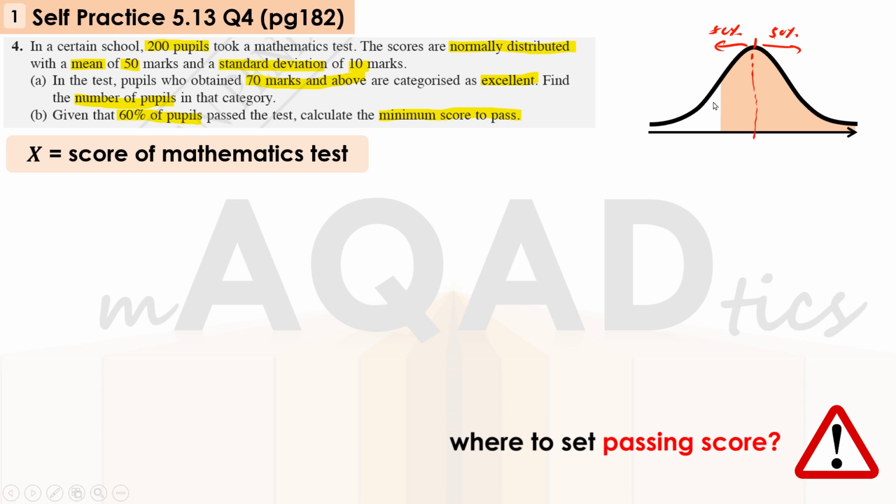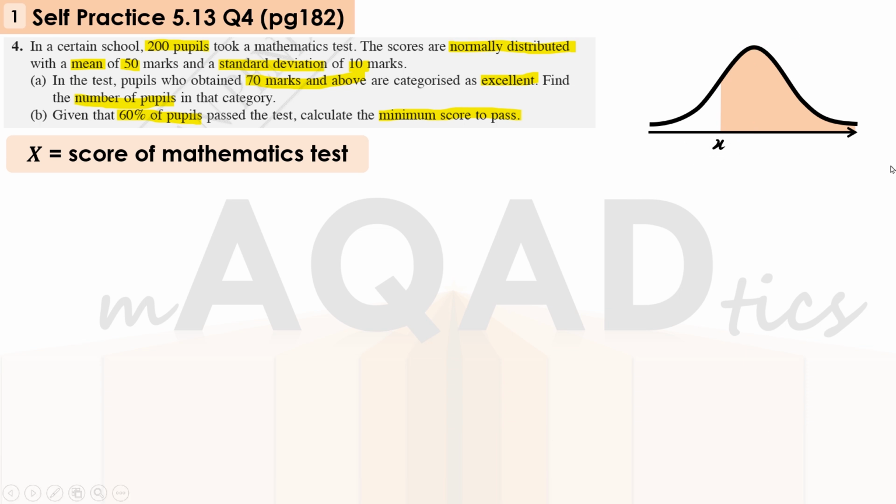So the minimum score will be somewhere at this line, and I'll denote it as x first. Now we need to find the x, which is our passing score. Even though we are not finding the probability, we are trying to find the value of x for this question, it's okay to use the 5S method, because both questions involve the graph.